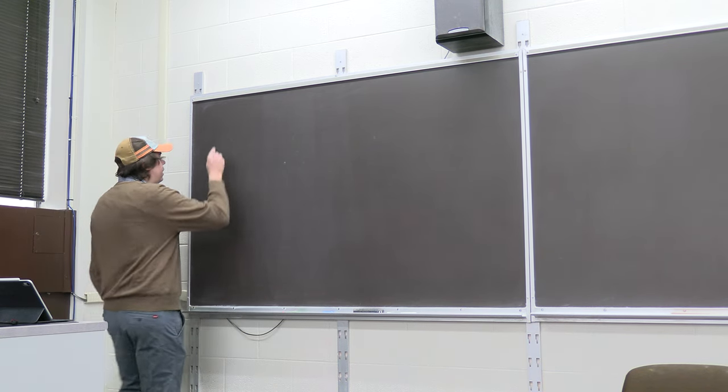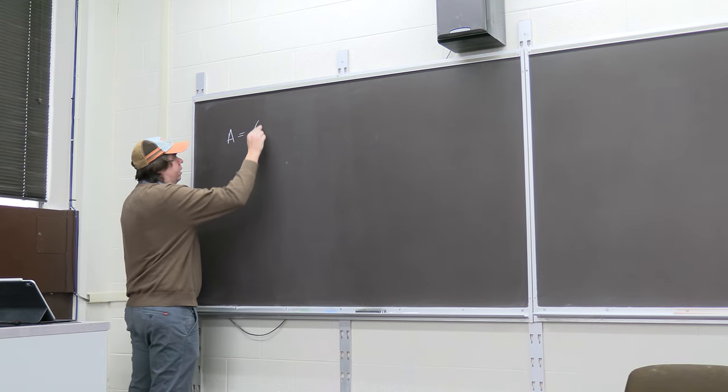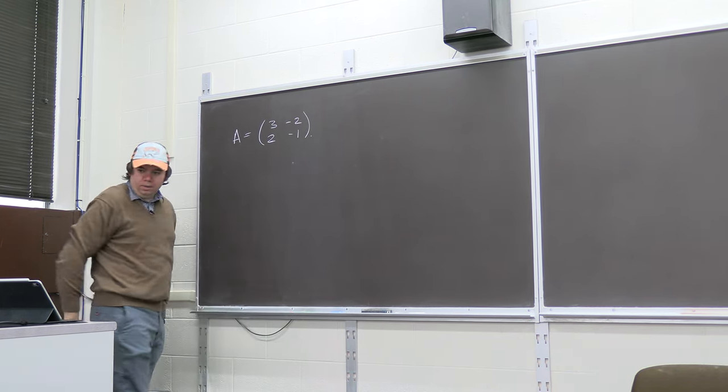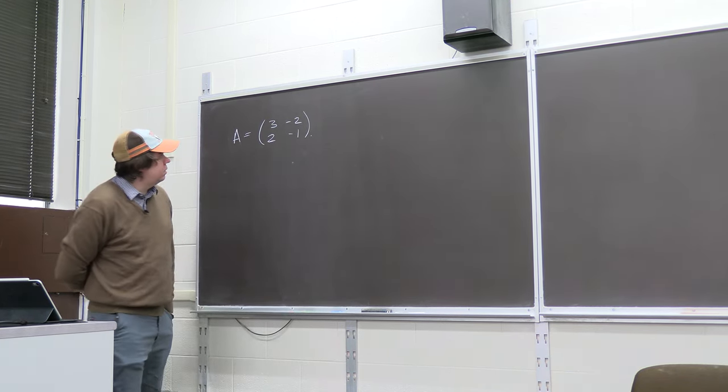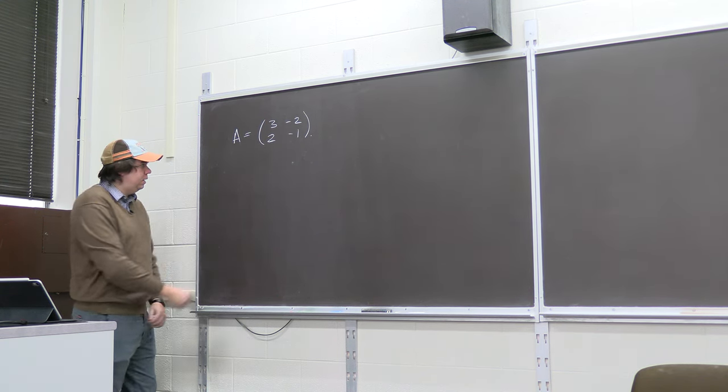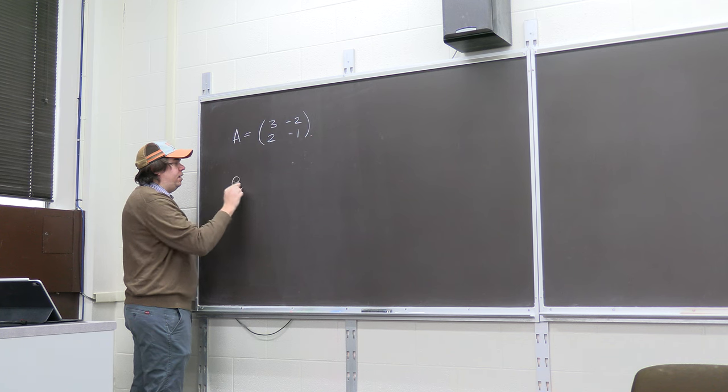So consider some matrix A of the form, let's say, 3, 2, minus 2, minus 1. I think this is the one I want us to think about. Yeah, let's think about this guy. And the question I want us to answer today is simply, what is e to the A?